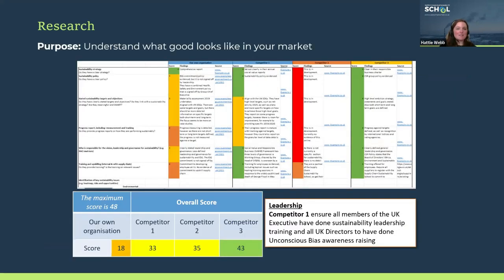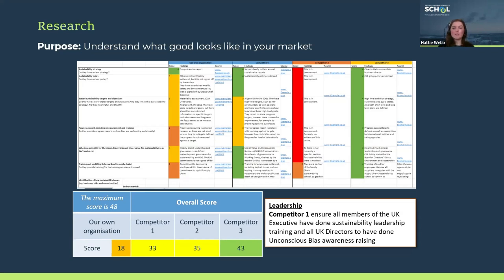Now, there are many different ways that you can do this research, but one of the methods that we use to assess an organization is to do what we call a benchmarking exercise. So, we look to see if organizations have certain criteria. For example, do they have a strategy? Do they have a policy? Do they have targets and objectives? What sustainability topics are they looking at? What are they reporting to most?